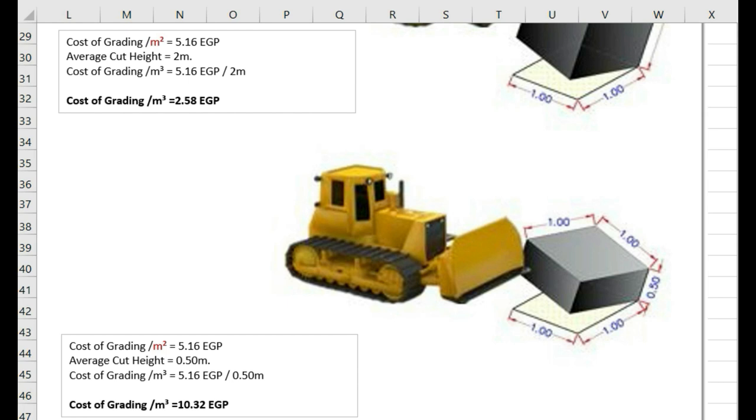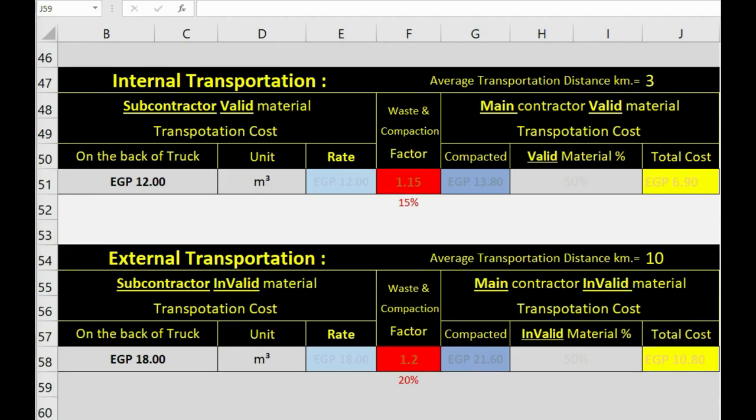Whether a hard copy or soft, from which we can get the approximate average height of cut, bearing in mind it is measured from the bottom of subgrade, we call it ferma in Egypt, to the surface of the natural ground. Let's start to calculate the internal and external transport.